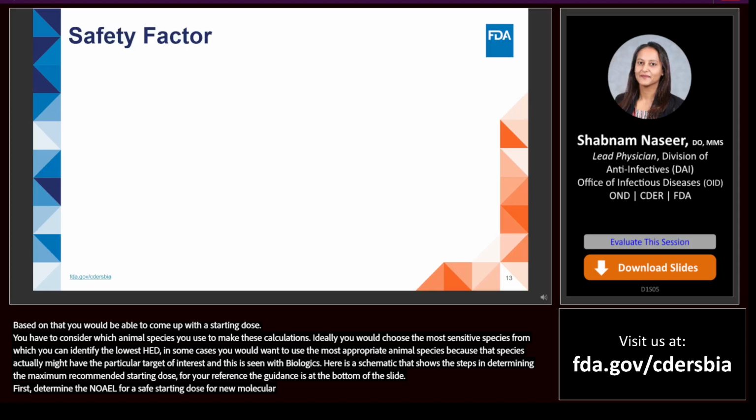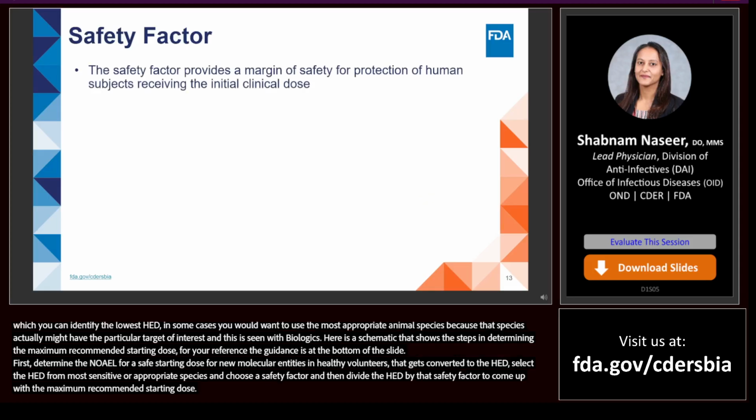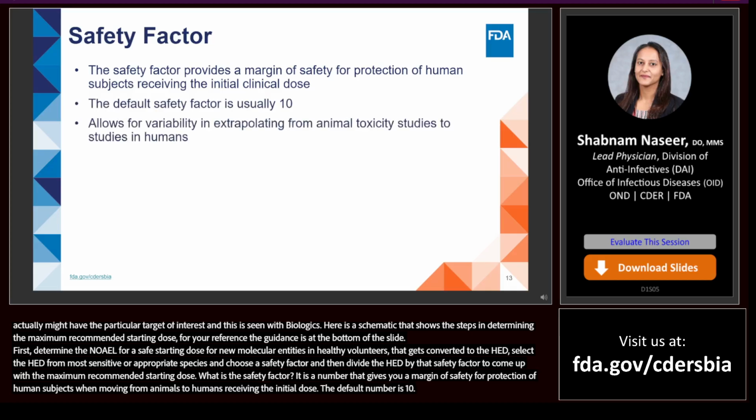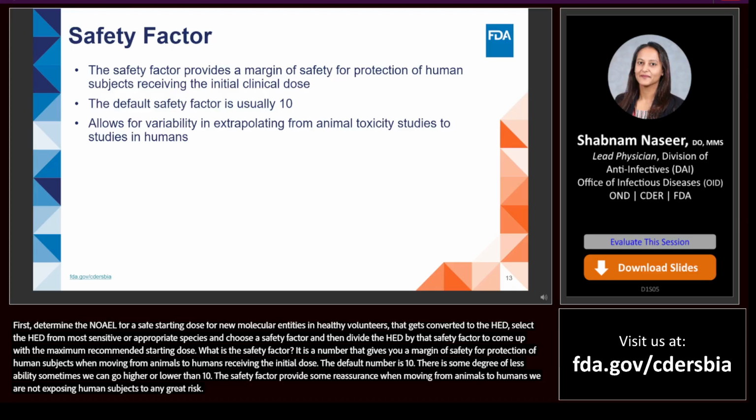So what is the safety factor? It's a number that gives you a margin of safety for protection of human subjects when you're moving from animal studies to humans receiving the initial dose. The default number is 10, but there is some degree of flexibility, and sometimes we can go higher or lower than 10. The safety factor provides us some reassurance that when we're moving from animals to humans, we're not exposing human subjects to any great risk. One knows that there's variability when you move from animals to humans, and the safety factor allows for that variability to be accounted for.